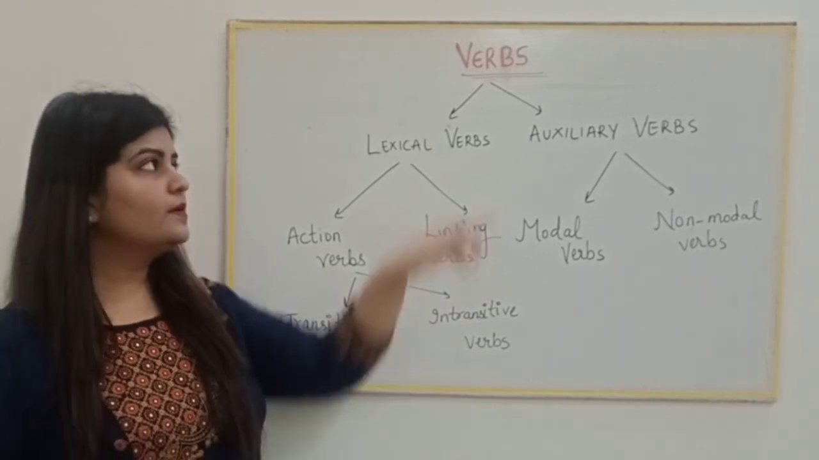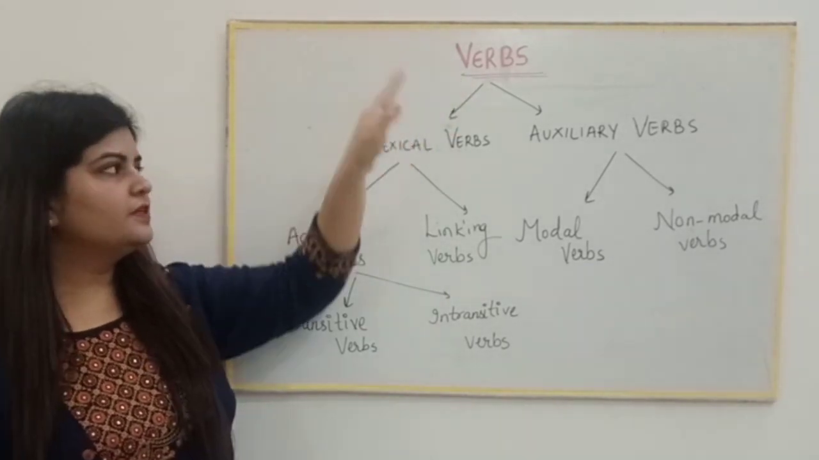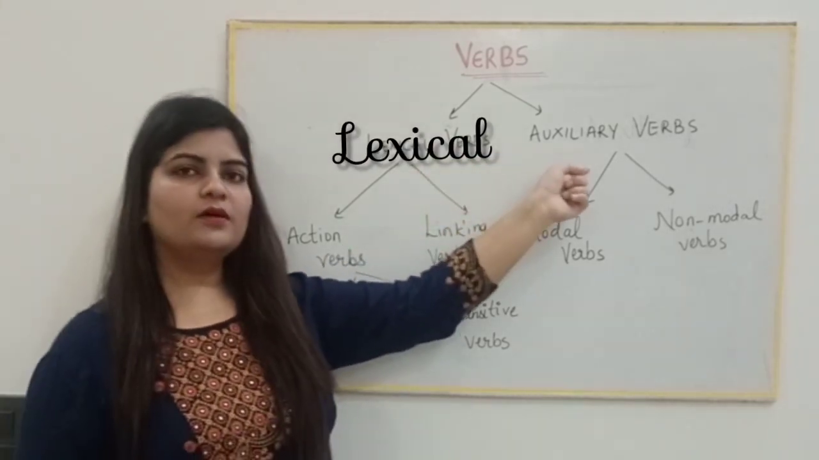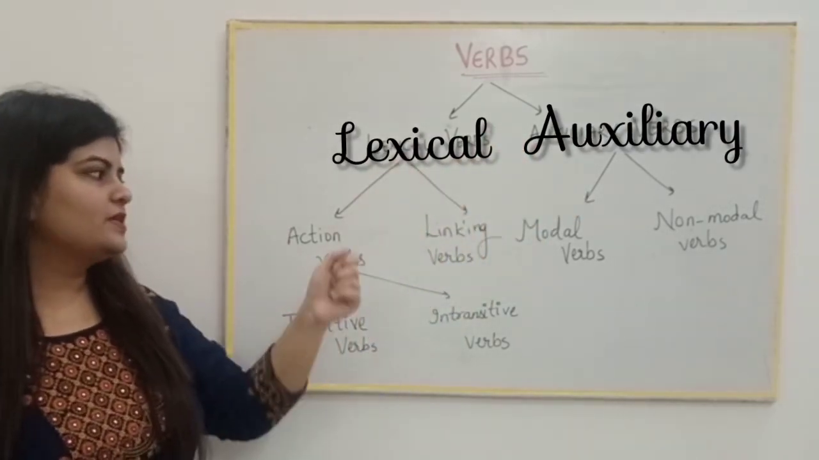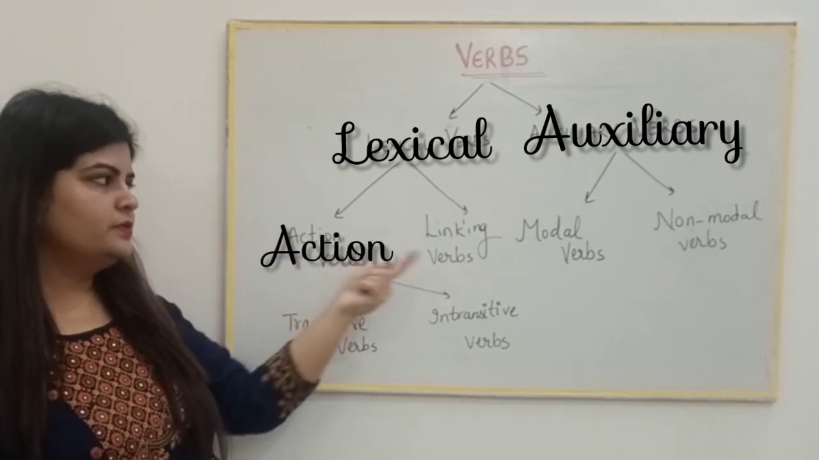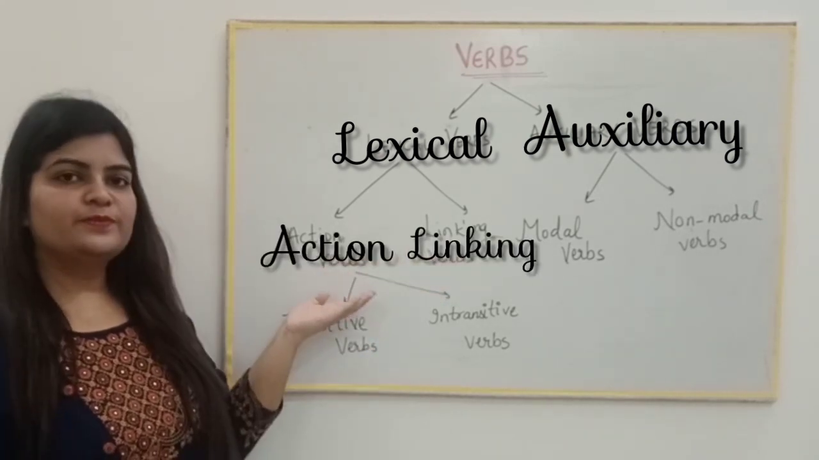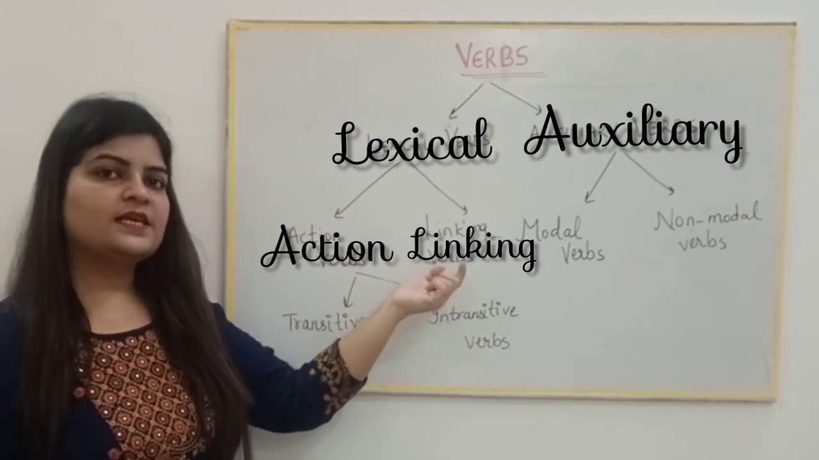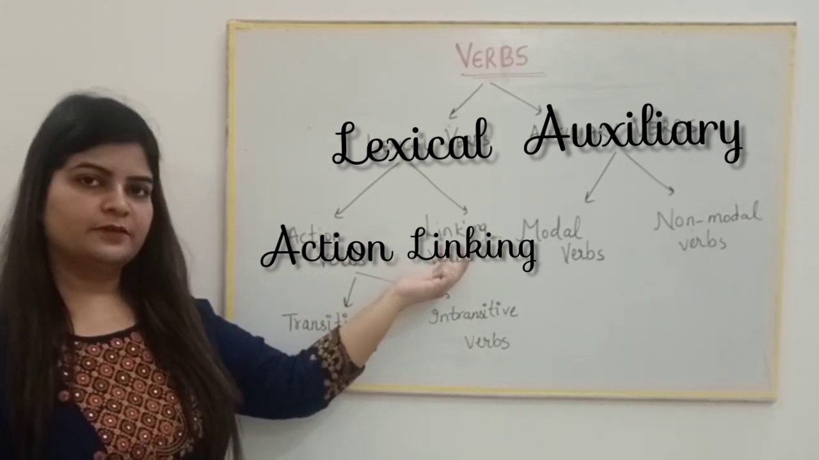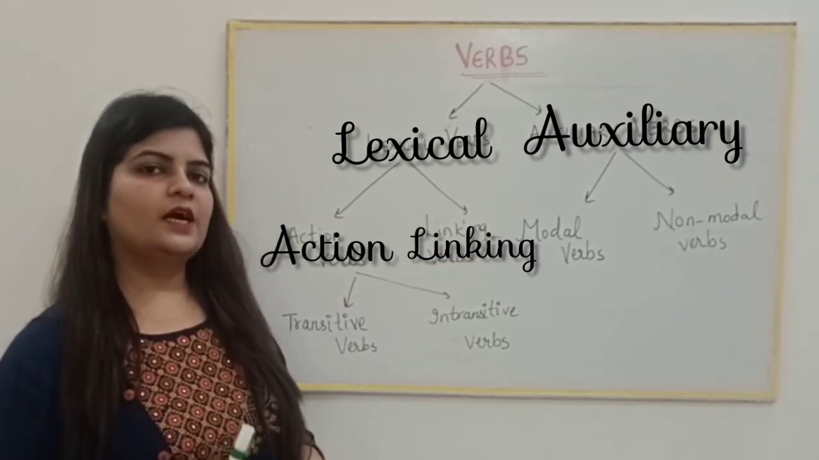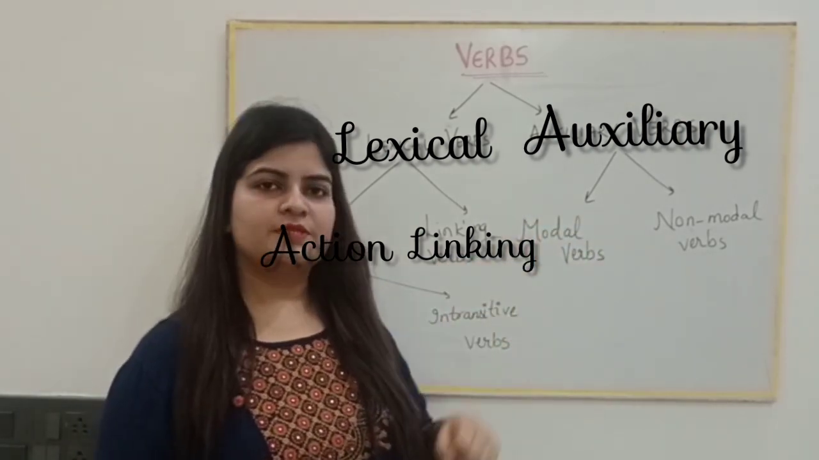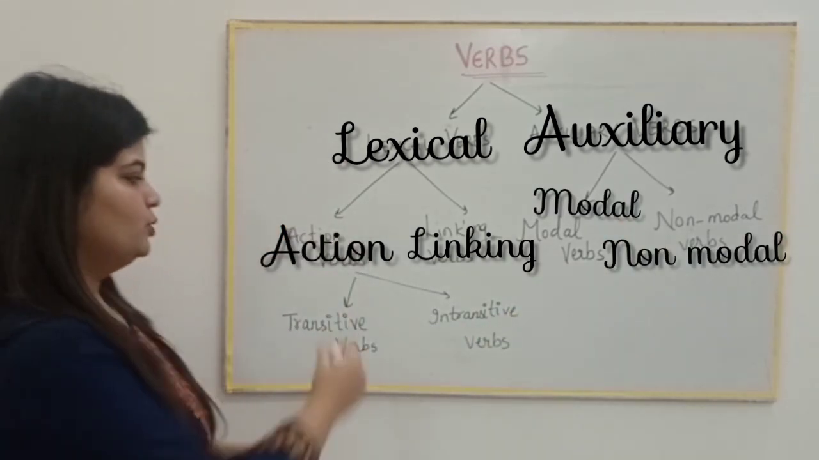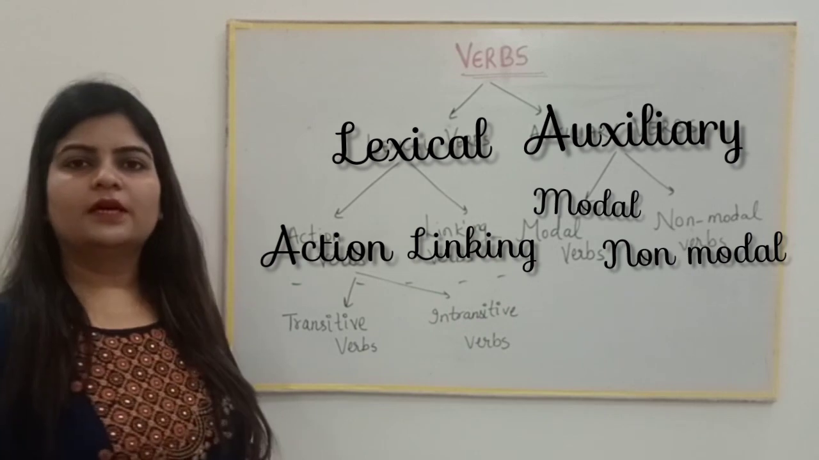So we understood what are verbs. Verbs are further classified into two types, lexical verbs and auxiliary verbs. Lexical verbs are further of two types, action verbs and linking verbs. Action verbs are those verbs which express any action. When the verb expresses a state of being, it is a linking verb. In auxiliary verbs, we understood there are two types, modal verbs and non-modal verbs. So up to this point we are done.